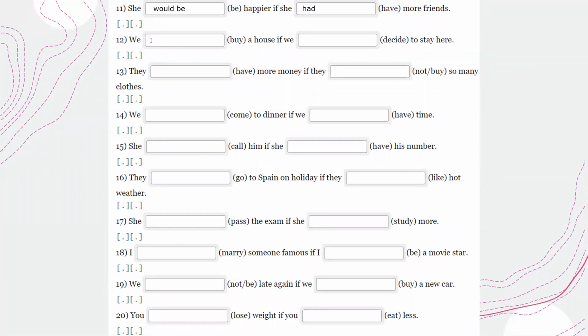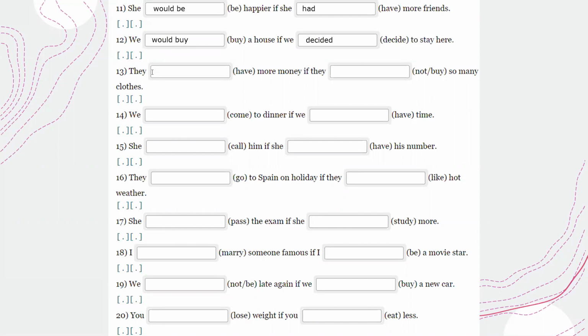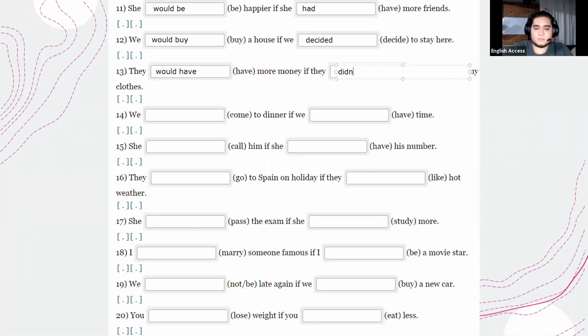12. We will buy a house if we decided to stay here. Perfect. 13. They would have more money if they didn't buy so many clothes. Very good. Didn't buy.